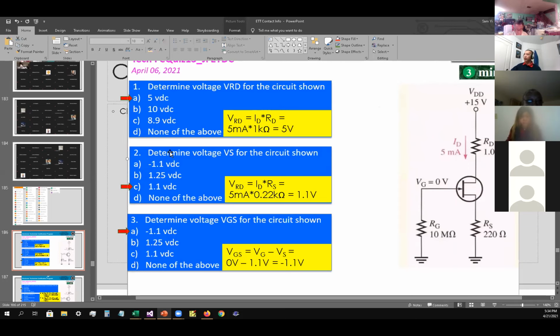Okay, for number 2, determine voltage VS for the circuit shown. Okay, so VS is right here. For VS, we can use the current from ID, and we just multiply it against the resistance. So I converted to kilo ohm and then multiplied by the 5 milliamps, that will give you 1.1 volts. Okay, so the answer is C for number 2.